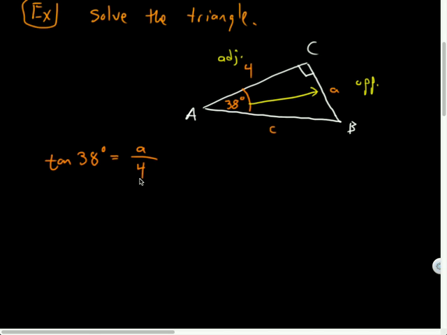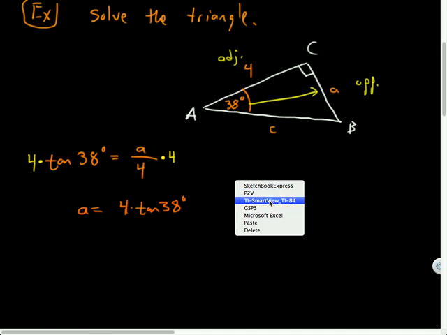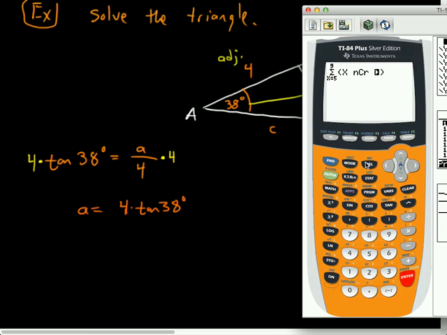And now how could I solve for A? A is currently being divided by 4. So I would multiply both sides by 4. Aha! So A is directly equal to 4 times the tan of 38 degrees, which I can get an estimate on my calculator, which actually a couple things I want to point out.